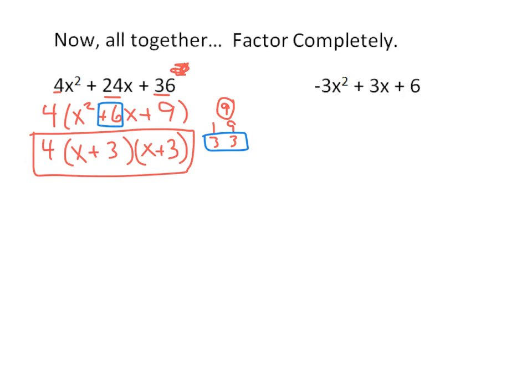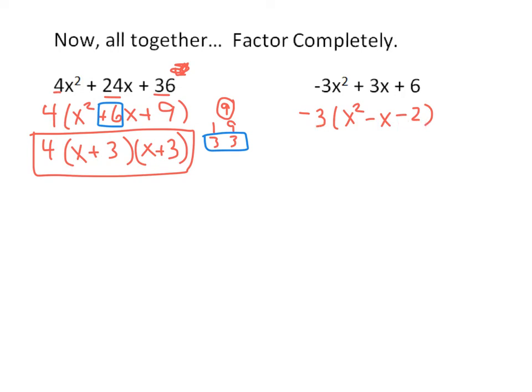Okay, so the first thing I'm going to do is factor out, in this case, negative 3. When I do so, I get x squared minus 1x. Did you remember that when you take a negative out, this positive will become negative here? And then same thing here, negative 2, because positive 6 divided by negative 3 is negative 2.